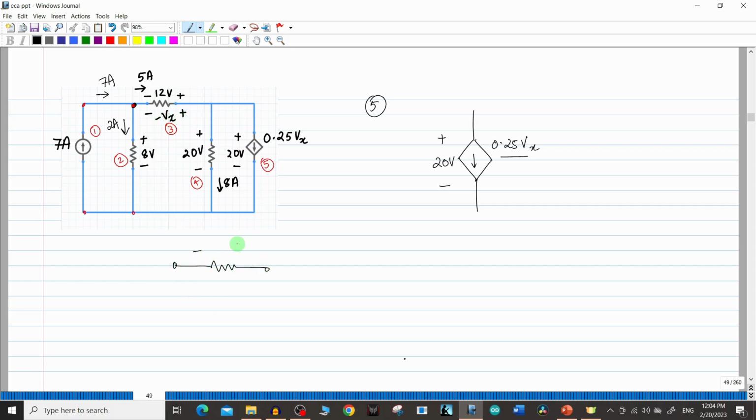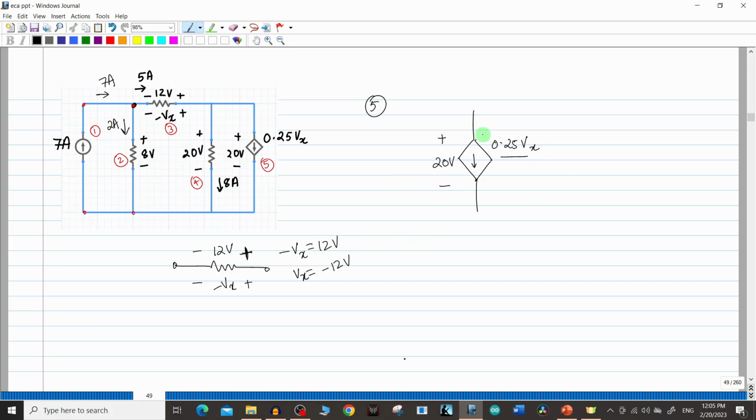So it is given, this is minus plus 12 volts, this is minus plus, this is minus Vx. Clearly from this diagram you can see minus Vx is nothing but 12 volts because it's exactly the same, right? You can see the polarity is plus, plus. So minus Vx will be equal to 12 volts. So your Vx value will be equal to minus 12. Vx value is minus 12 volts.